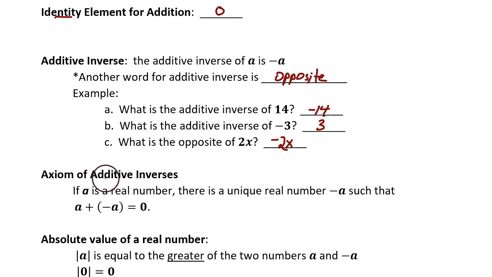Next, the axiom of additive inverses, an assumption that is made about additive inverses. If A is any real number, there is a unique real number, the negative of A, such that when you add them together, you get 0. So this axiom is saying if you add opposites together, you always get 0.